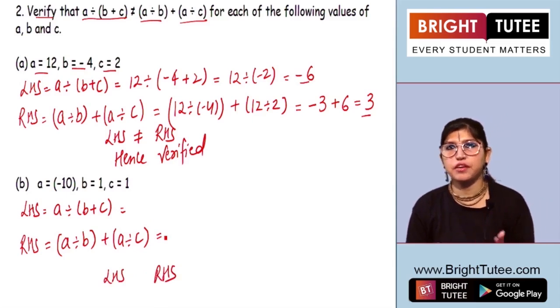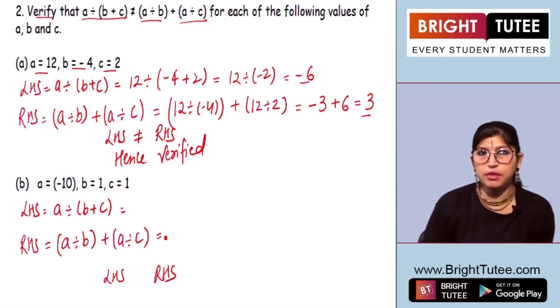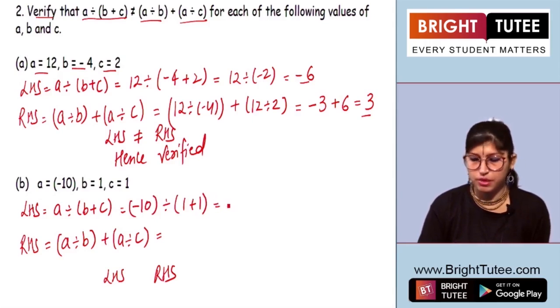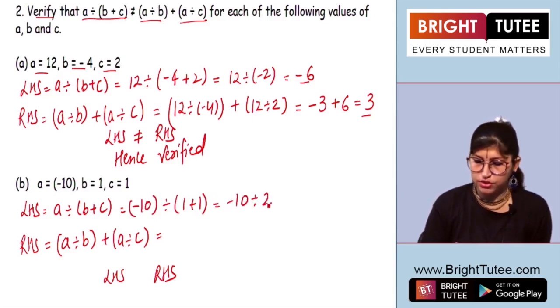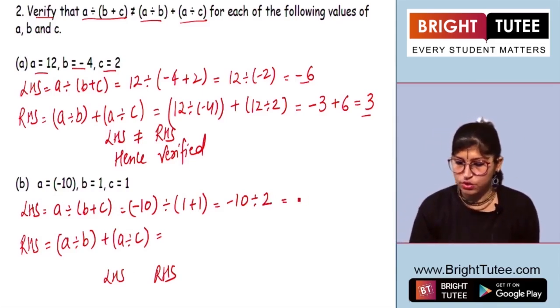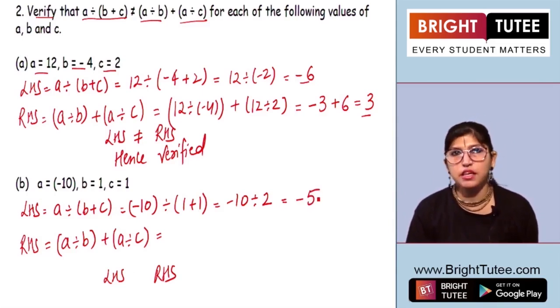Okay, so let's start with the left hand side. We'll put the values of a, b and c in the left hand side. So we'll be getting minus 10 divided by, b is 1 and c is also 1, so minus 10 divided by 2, as we'll be solving brackets first, which is 1 plus 1, which is 2. So minus 10 divided by 2 will be minus 5.